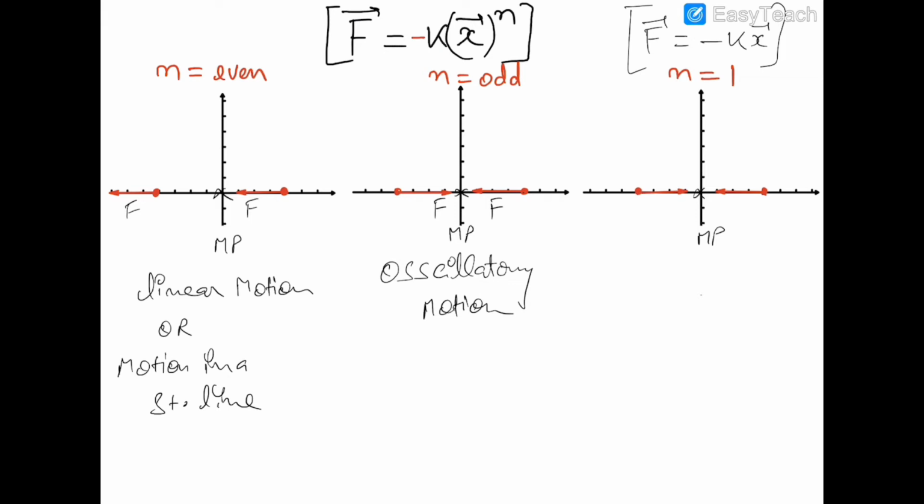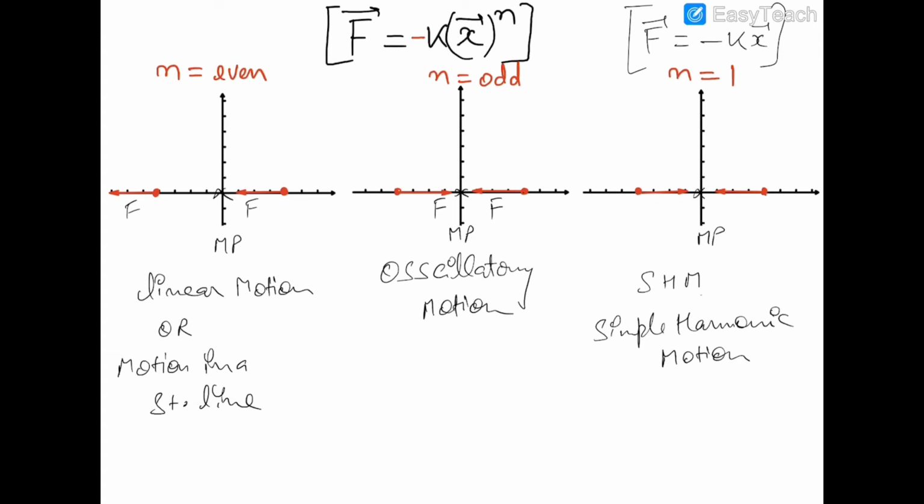But in this case, this oscillatory motion is called SHM, simple harmonic motion. So this is a simple harmonic motion in which the force acting on the particle is equal to minus k into x, where x is the displacement of the particle from the mean position. So this is SHM. Now you can conclude that every SHM is an oscillatory motion, because SHM is a special case of oscillatory motion, but every oscillatory motion is not a SHM.